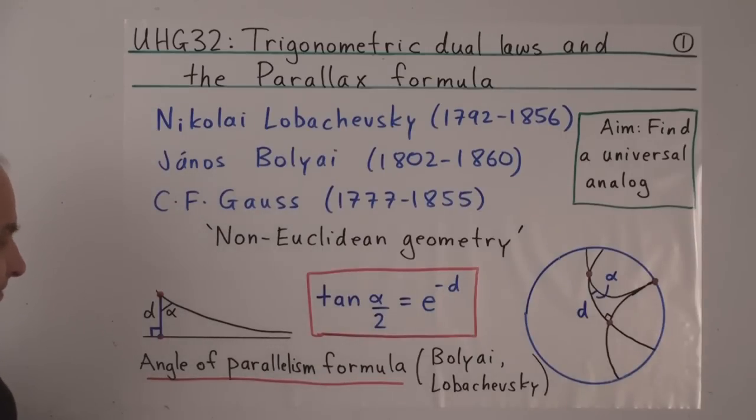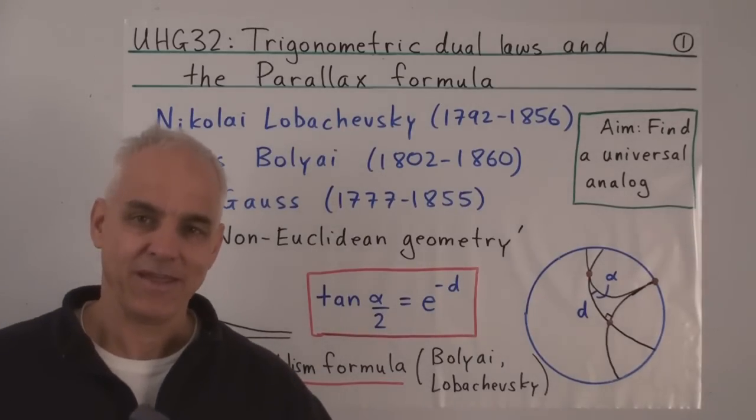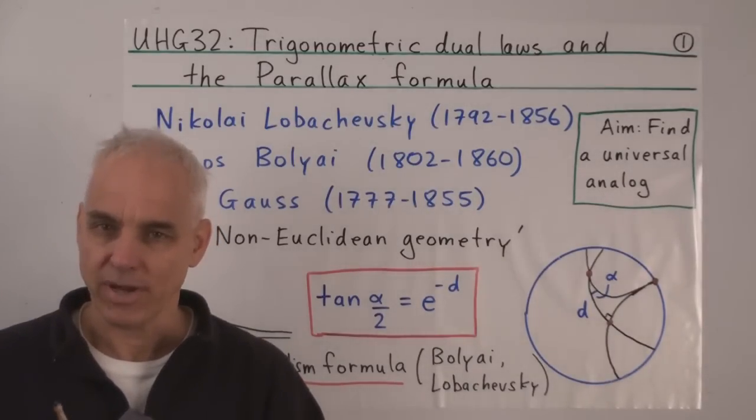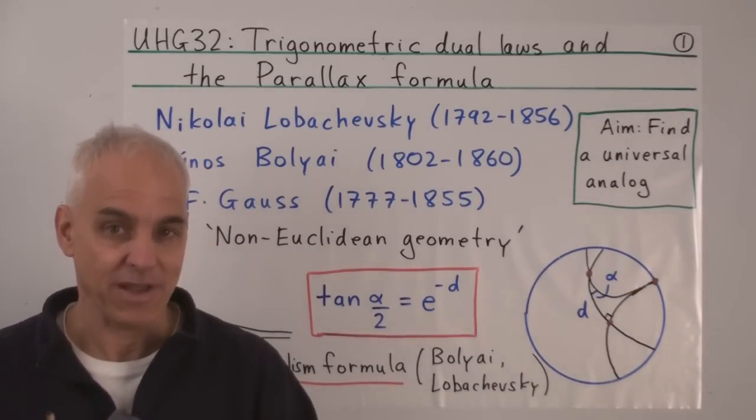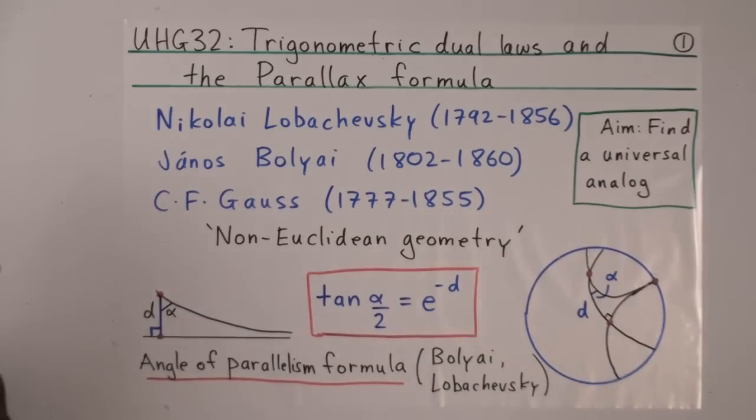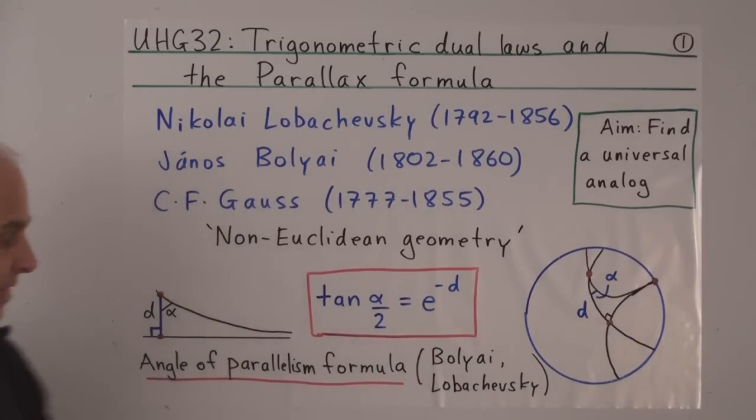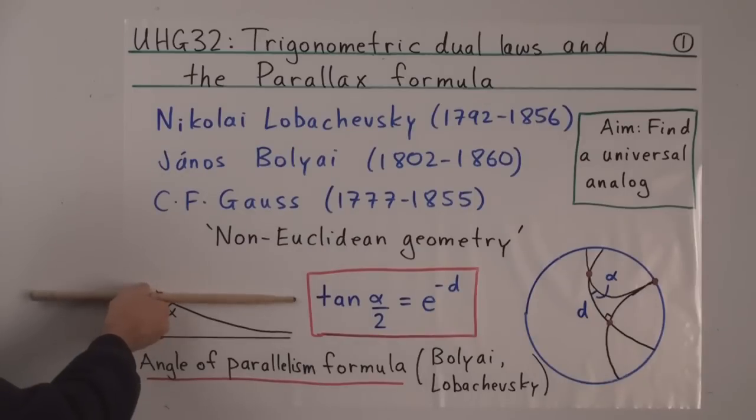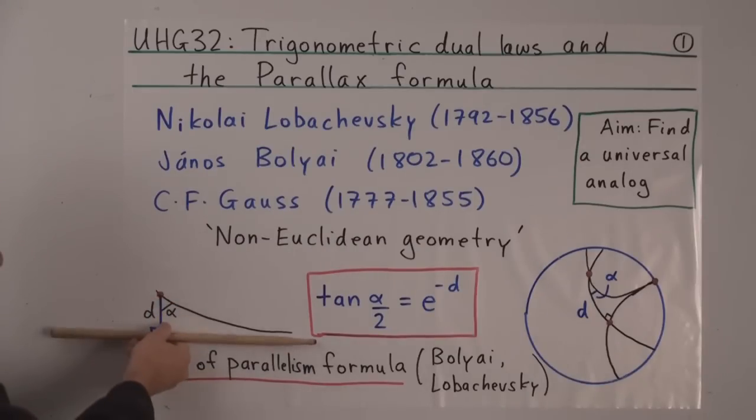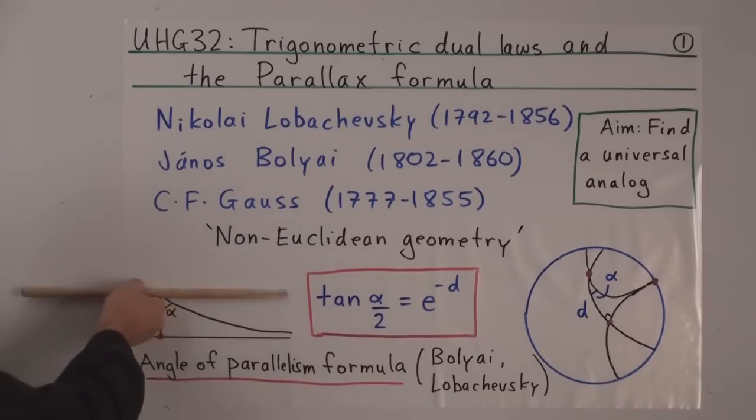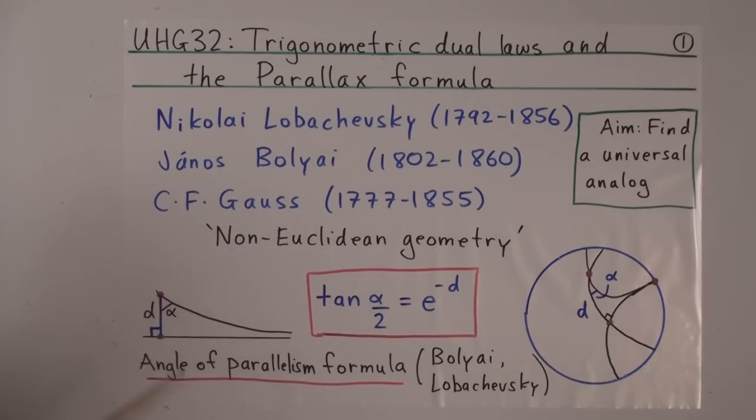Now, Bolyai and Lobachevsky worked in a geometry in which they didn't really understand what they were doing, but they had a very good intuition for it nonetheless. So in their point of view, they were looking at a geometry in which Euclid's parallel postulate was replaced by something different. If you have a line and a point not on the line, then there were an infinity of lines through this point which were parallel to this given line. And of those infinite family of lines, there were two in particular that were distinguished in that they converged to the given line, one in this direction and one in this direction.